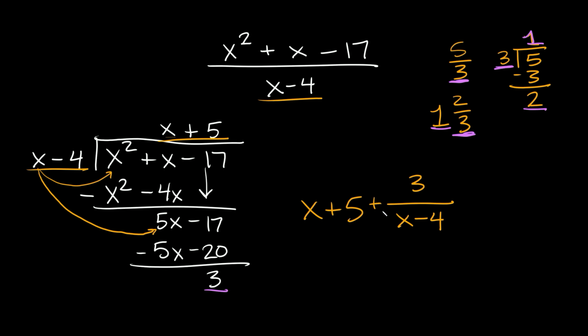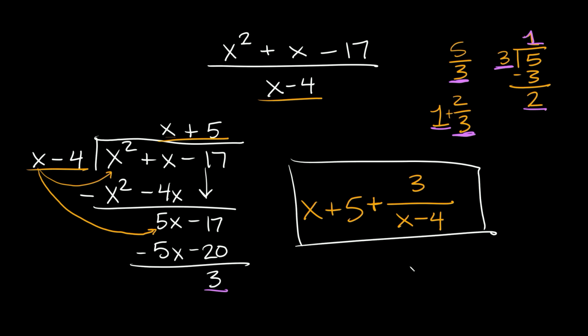And also we're adding these together, all right? Kind of the same thing over here. We don't actually write it, but that's actually what we're doing with this type of problem. So again, same thing. That's why we're adding these two right here. All right, so then your final answer right here would just be x plus 5 plus 3 over x minus 4.